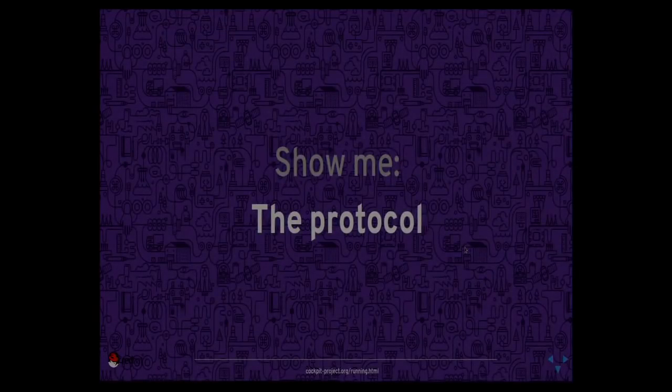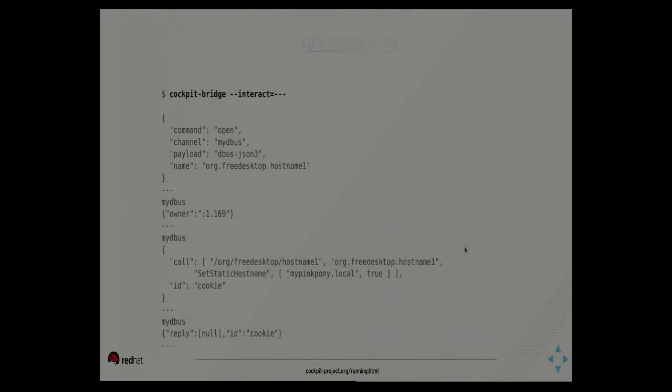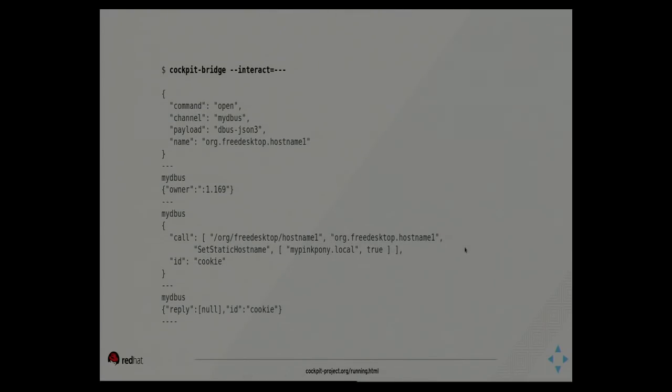So, how does this work? There is a protocol for web access to system APIs. We have documentation on it, and this is what it looks like. You can actually do these commands and interact with this directly from the command line. Like we said, this bridge process speaks this protocol in its standard in and standard out. And here we have opening a connection to a dbus API. We have some response that comes back, and here we have a call method to a dbus API.